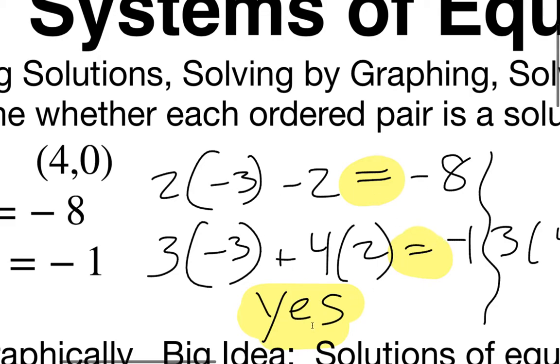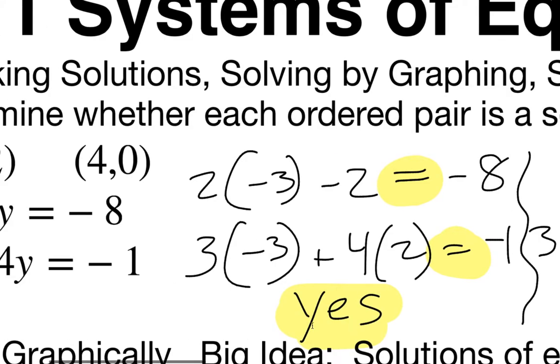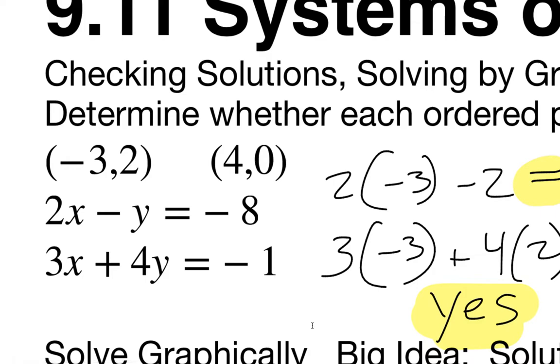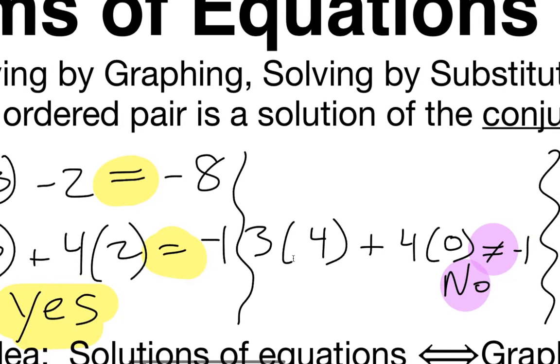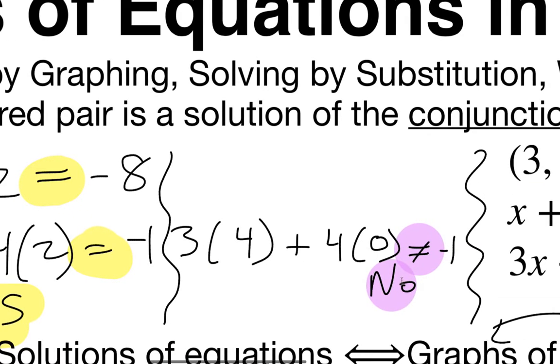Check it, and yes, it works for both the top equation and the bottom equation, so therefore it does work for the overall system. If it only works for one of them and not the other, then it's not considered a solution. For example, 4, 0 will work as a solution for only the top equation but not the bottom equation, so you get a yes and a no, so the overall answer is no for the entire system. It's got to be a solution for both.